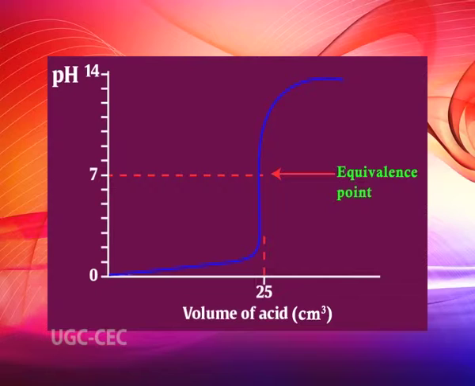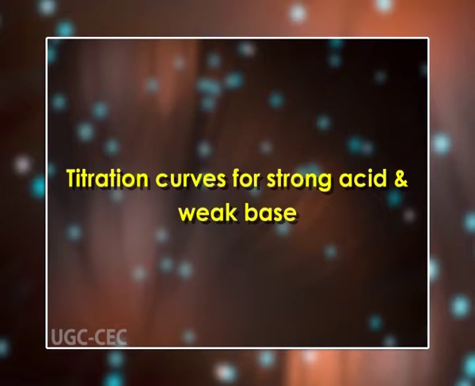Again, the pH doesn't change very much until we get close to the equivalence point. Then it surges upwards very steeply. The second case would be titration curves for strong acid and weak base. This time, let's take hydrochloric acid as the strong acid and ammonia solution as the weak base.